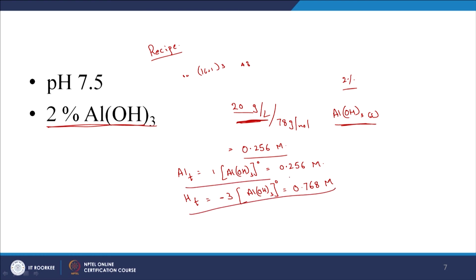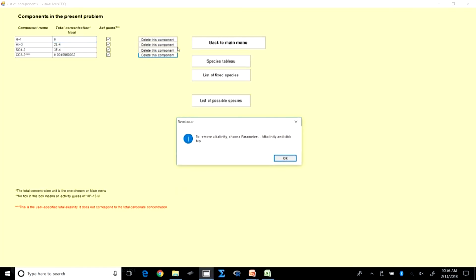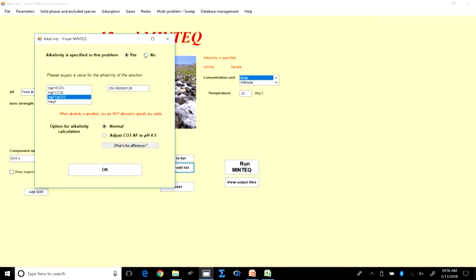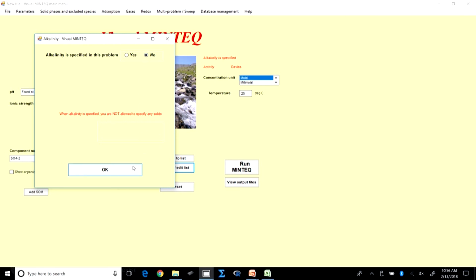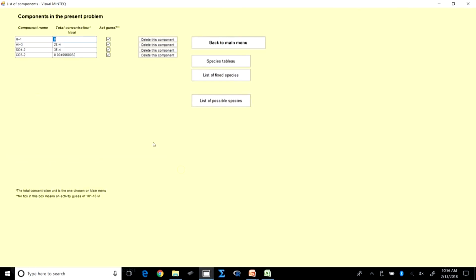So I have H total and Al total, and I know that the pH is 7.5, but if I am plugging this in, I guess I don't need to put in H total here, right. I am going to assume that the solid is Al(OH)3 solid. So I go to WMINTEQ, back to the input menu, view edit list, and delete alkalinity. Back to main menu, parameters, specify alkalinity, and no. Sometimes I might need to restart WMINTEQ, otherwise it's going to mess up the relevant equation, and SO4.